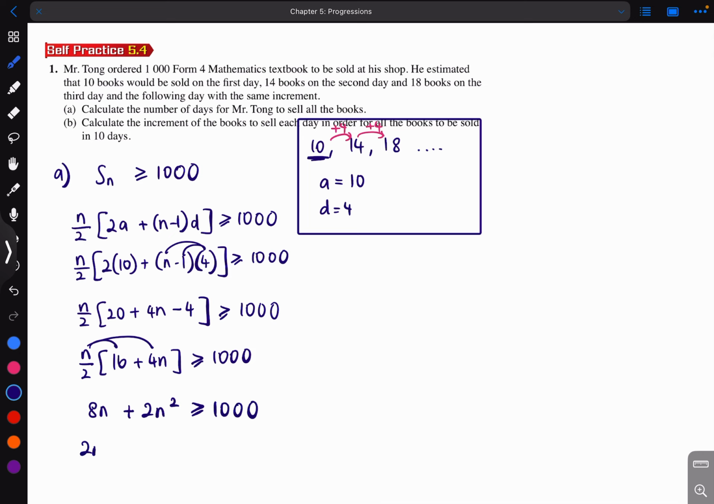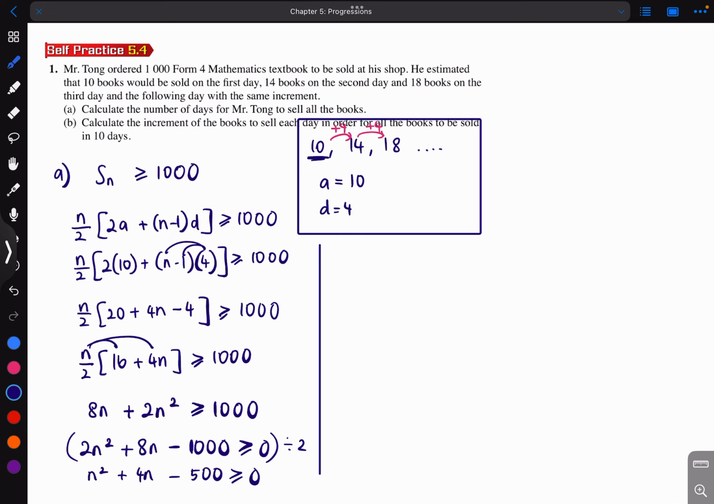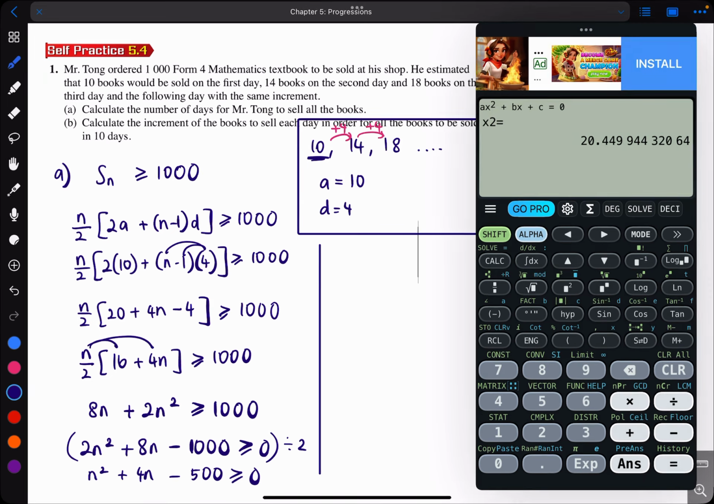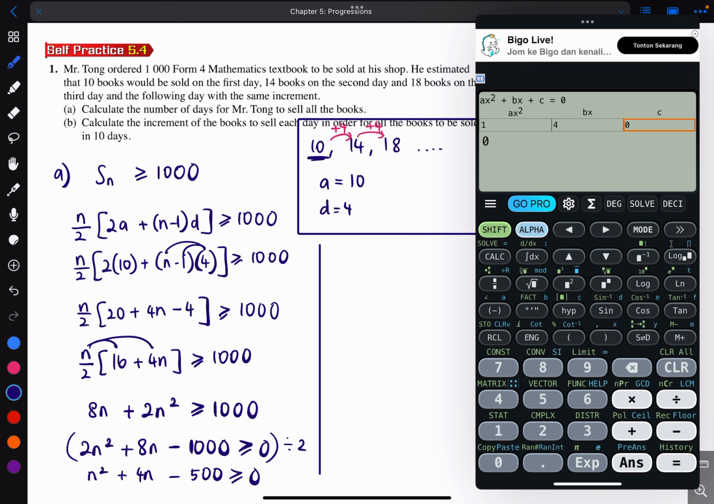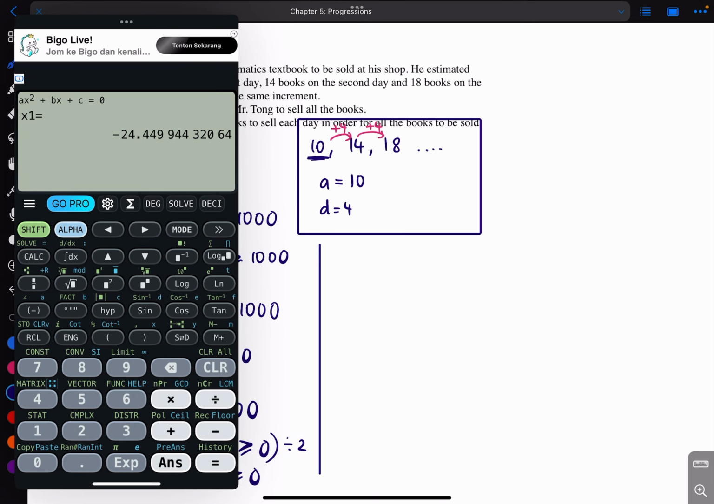Then we rearrange. Right. So here we have a quadratic inequality. So to solve this, we have to factorize it. We can divide the whole thing by 2 first. So n square plus 4n minus 500 more than equals to 0. So a is 1, b is 4, c is 500. So here we are getting 2 values.